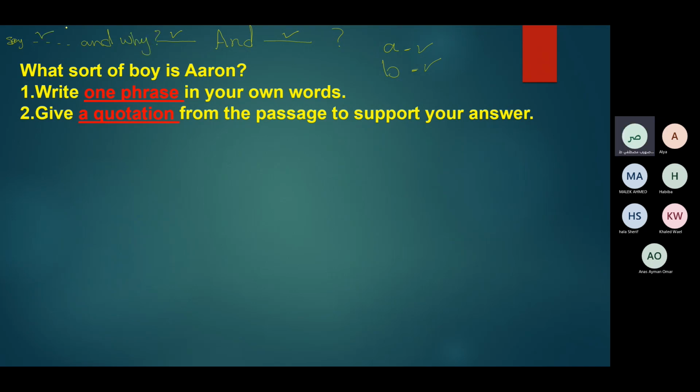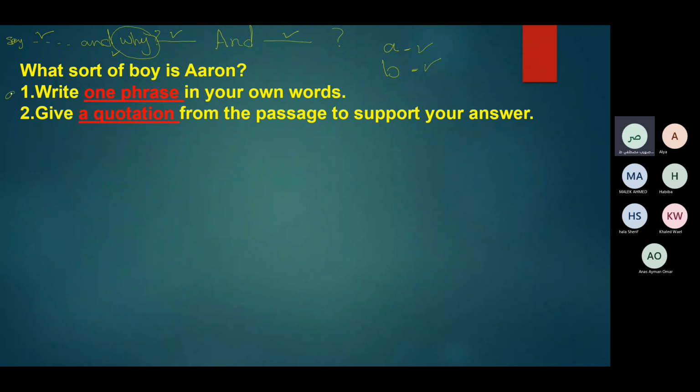So don't answer the first part and ignore or neglect the second part, which is why. You must answer them both. Okay, so he's asked you, what do you think of Aaron as a character? You will say, he is careless. Then the second part of the question, and why? So you must give a reason. Don't ignore any part of the question.